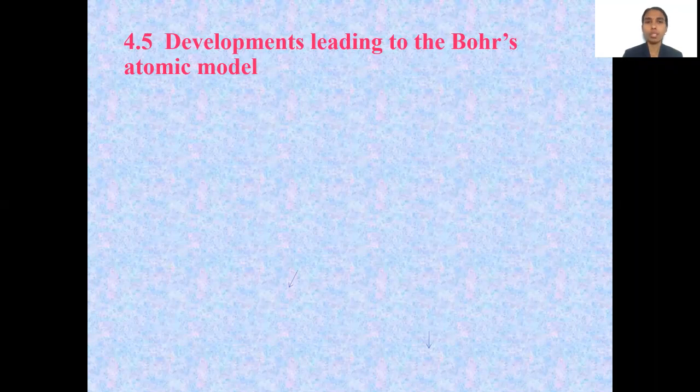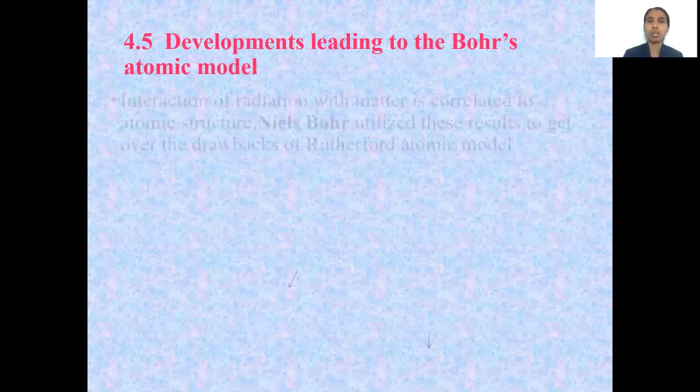Now, at the time when different atomic models were being put forth, some results obtained from the studies of interactions of radiation with matter needed to be correlated with the atomic structure. Niels Bohr utilized these results to get over the drawbacks of Rutherford's atomic model. The first result was the wave particle duality of electromagnetic radiation, and the second was the line emission spectra of hydrogen. So we'll see them one by one.